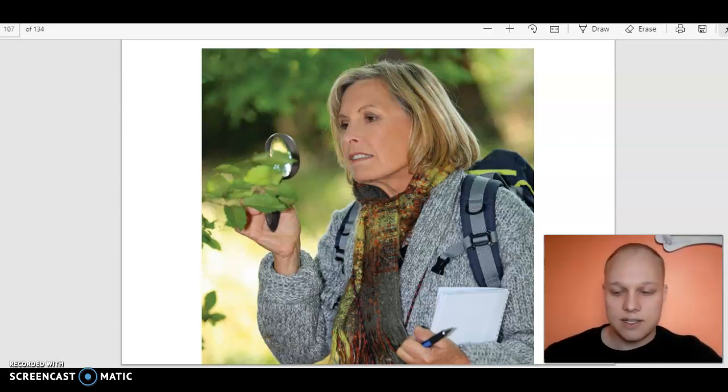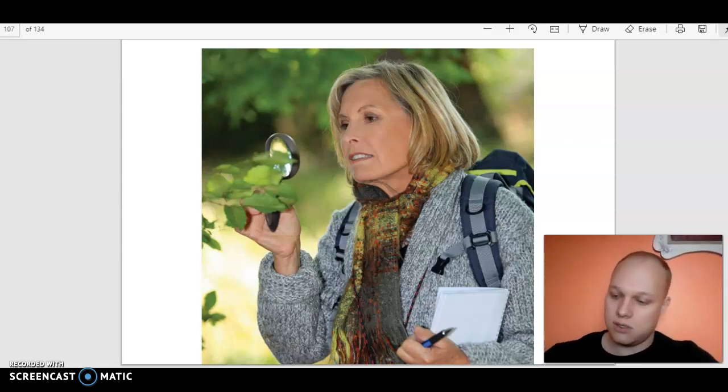Pollinators are insects that carry pollen from one plant to another, a necessary act for new plant growth. And we know different things that are pollinators, like bees and butterflies, because they can move pollen. And then foe is an enemy or an opponent. All right, friend or foe?